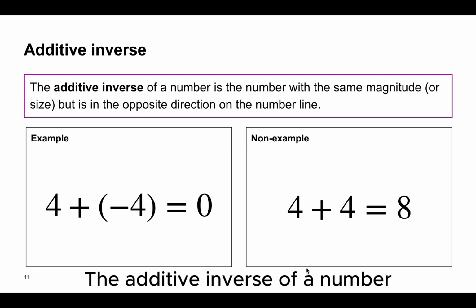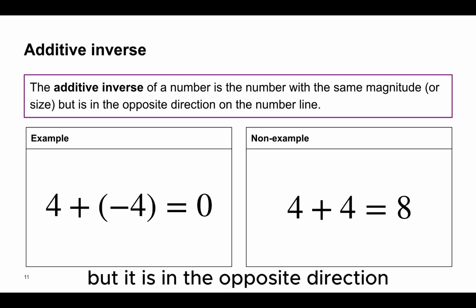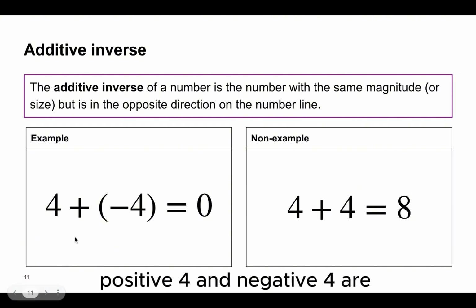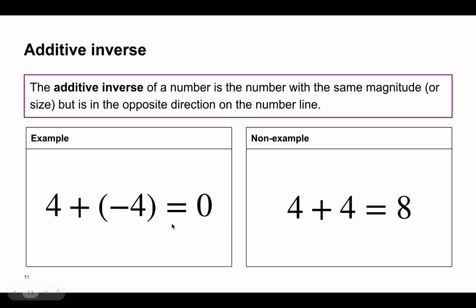The additive inverse of a number is the number with the same magnitude, but it is in the opposite direction on the number line. For example, positive 4 and negative 4 are additive inverses. They sum up to 0.